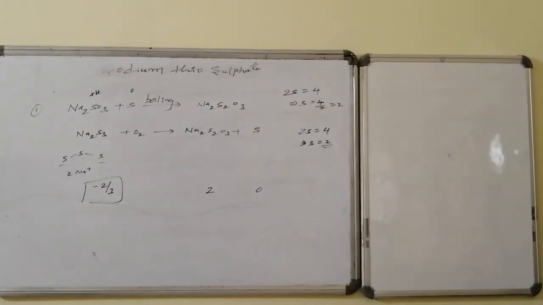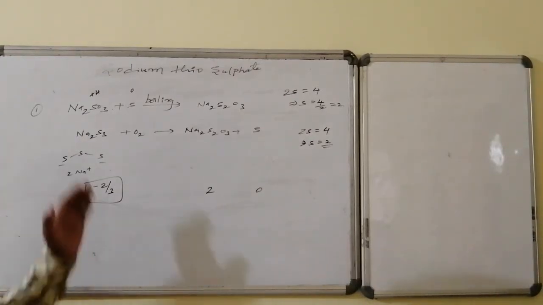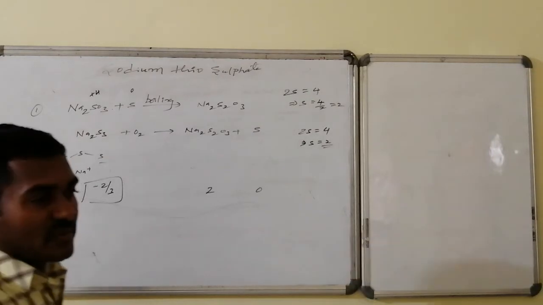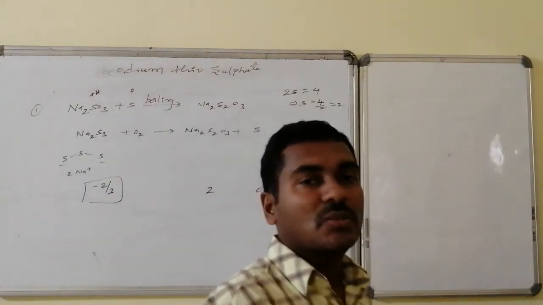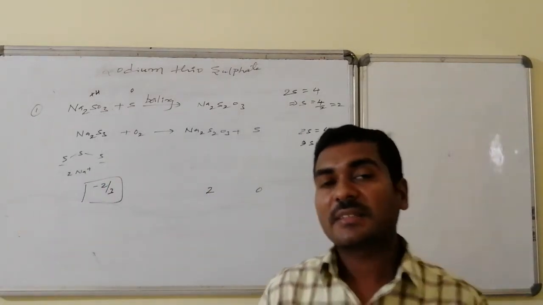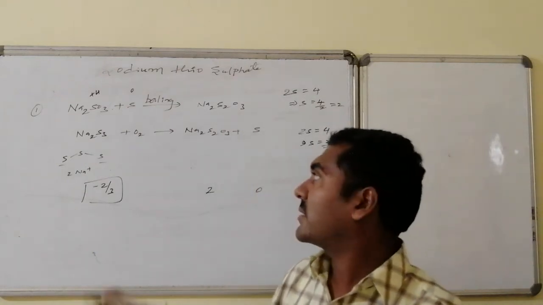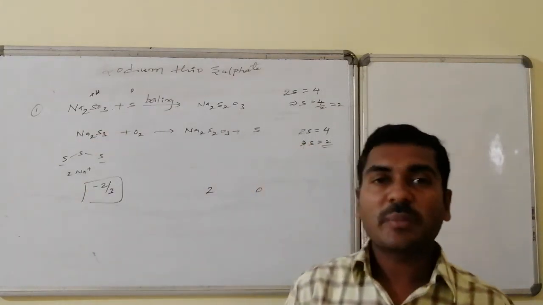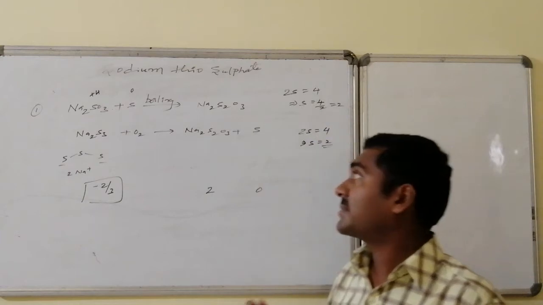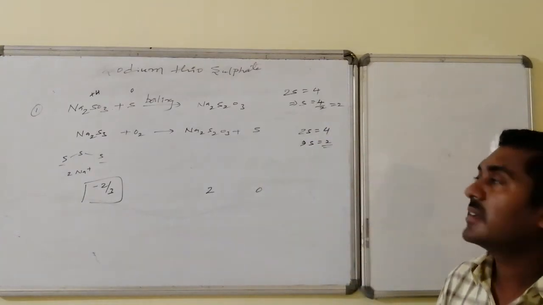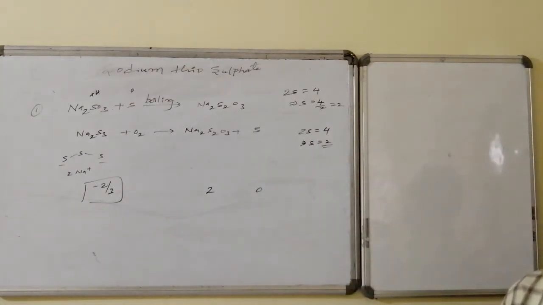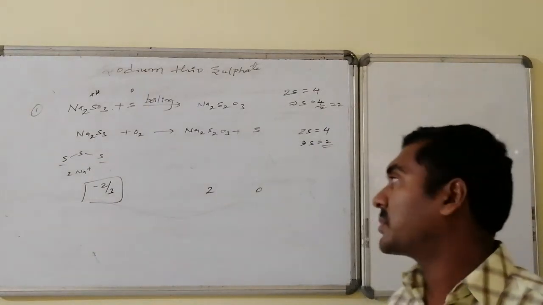Preparation of sodium thiosulfate. This can be prepared from sodium sulfite by reaction with sulfur. Sodium sulfite is formed when sodium hydroxide is allowed to react with sulfurous acid. As a result, the formed salt is sodium sulfite. Sodium sulfite on reaction with sulfur under boiling conditions leads to the formation of sodium thiosulfate, Na2S2O3.